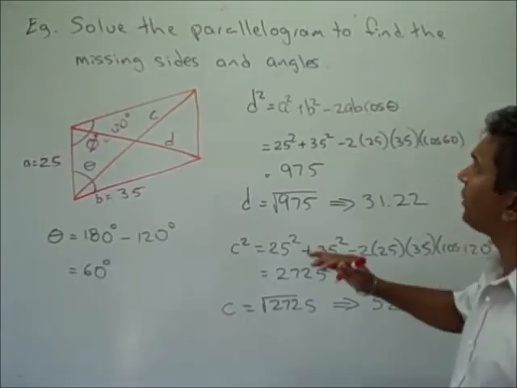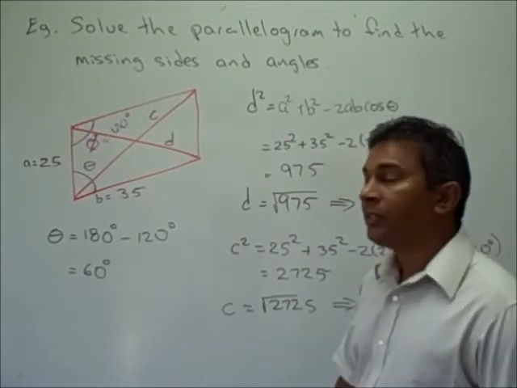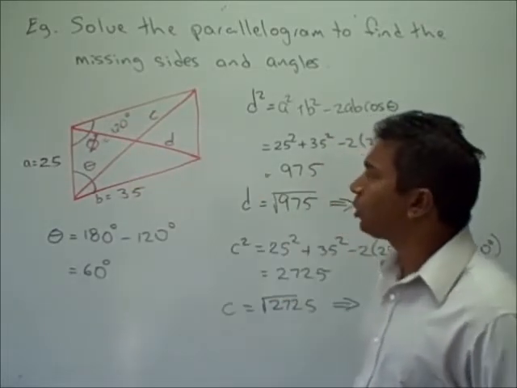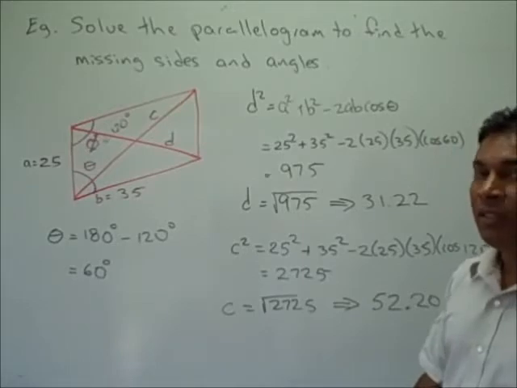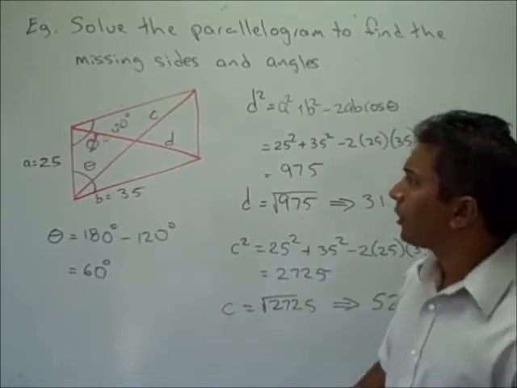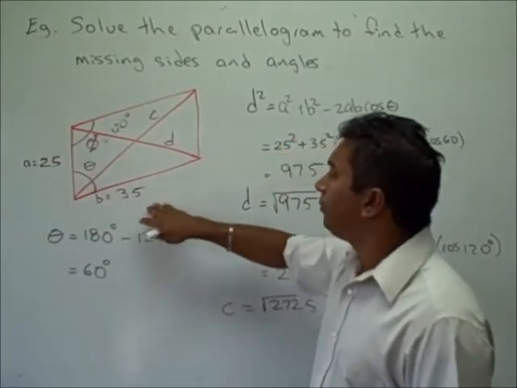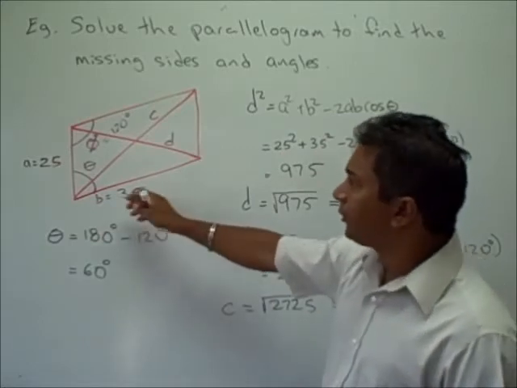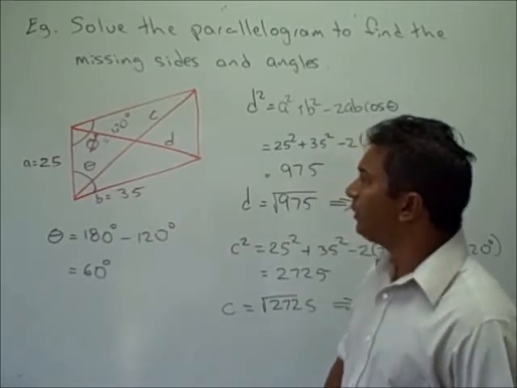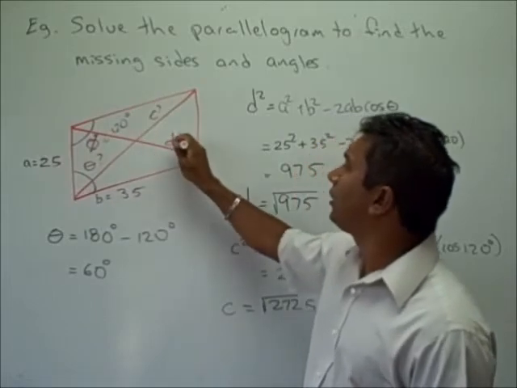In this example, we're asked to solve a parallelogram to find the missing sides and angle. Now we can see in our diagram here that our parallelogram is comprised of several triangles. So we can use our laws of sine or cosine to solve this parallelogram. We're given two sides, sides A and B. A is equal to 25 units, B is equal to 35 units, and we're also told that angle phi here is equal to 120 degrees. So our three unknowns are theta, side C, and side D.